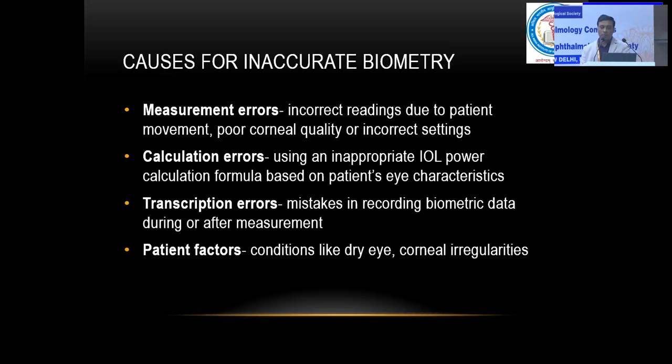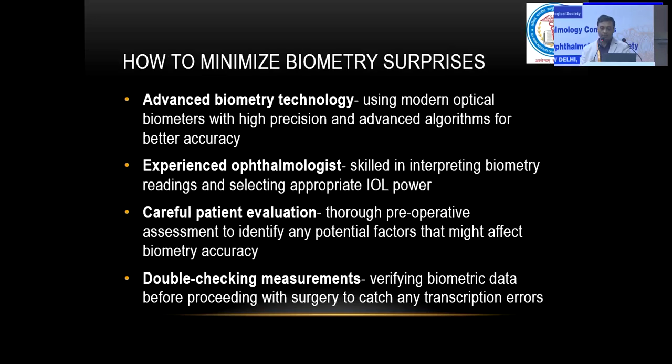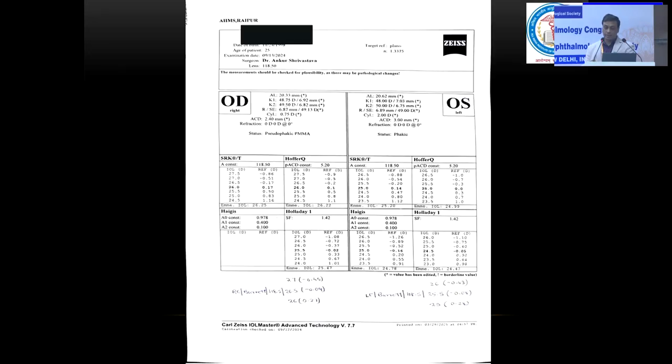These are some of the causes for inaccurate biometry: measurement errors, calculation errors, transcription errors, and patient factors like dry eyes and irregularities. So how to minimize the errors in biometry? Because many times we leave biometry to our optometrist. So use better biometry technology, repeat it, and double check it.